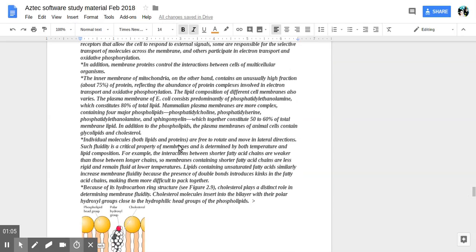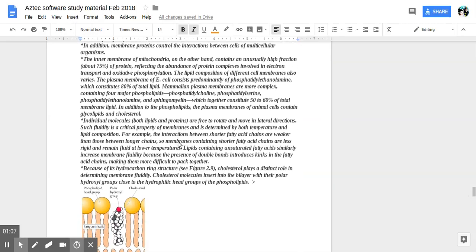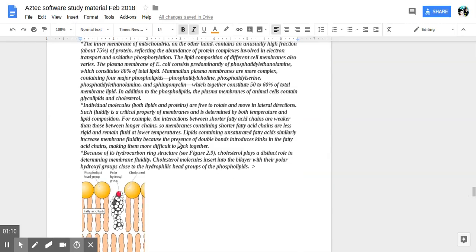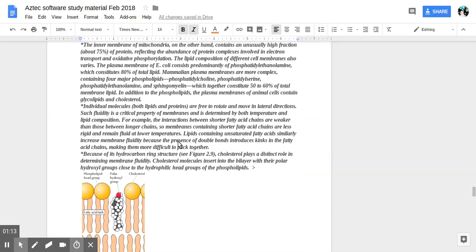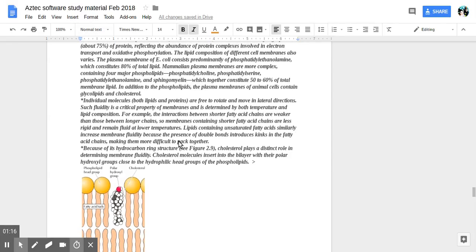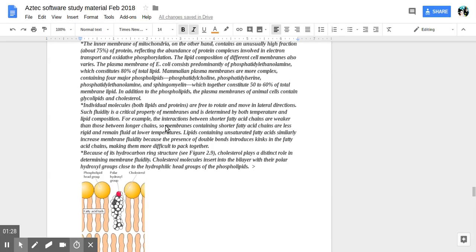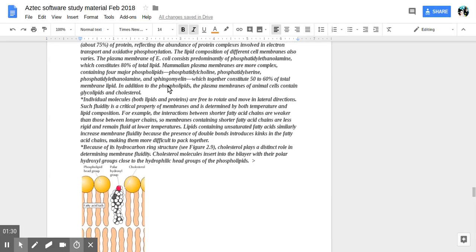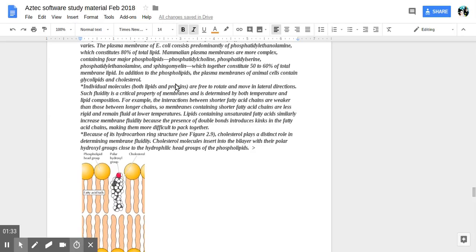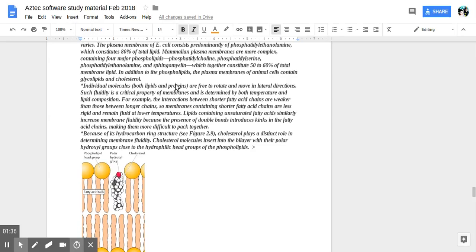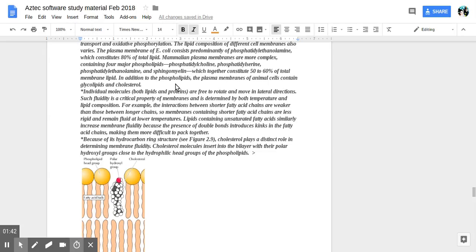So just some notes that we had: mammalian plasma membranes are more complex than, for example, E. coli membranes, which are just unicellular. The major phospholipids in mammalian membranes are phosphatidylcholine, phosphatidylserine, phosphatidylethanolamine, and sphingomyelin, consisting of 50 to 60% of the total membrane lipid.